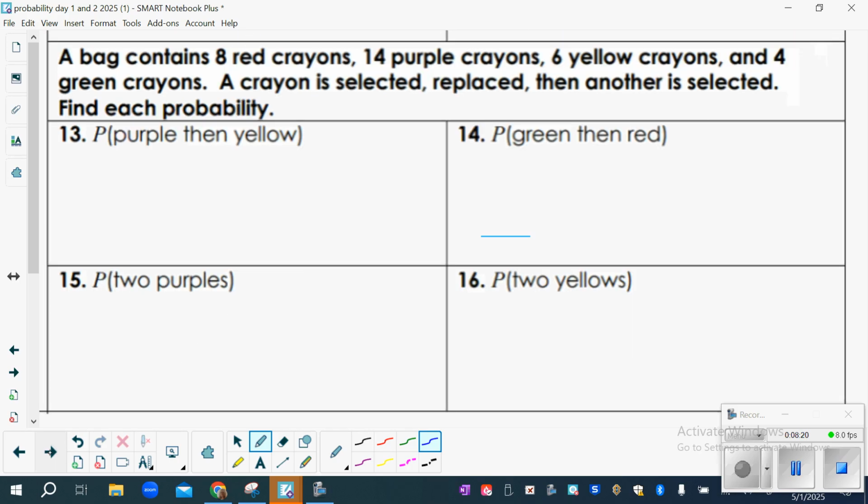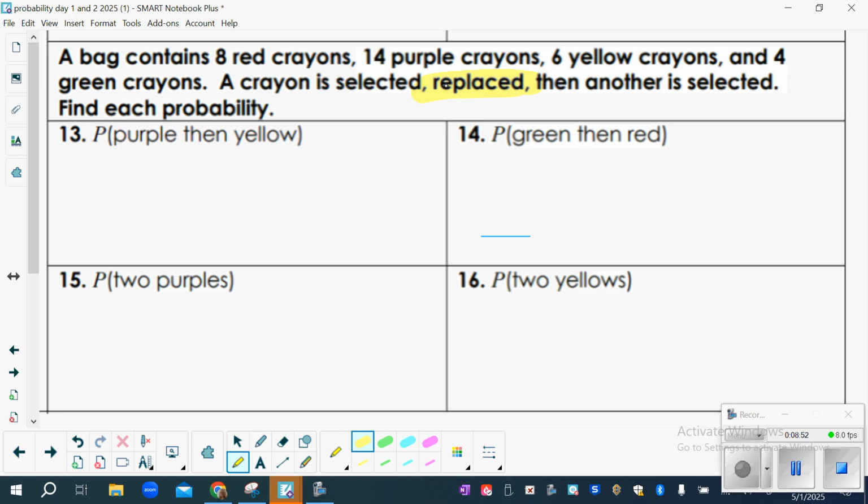Okay, let's try this next one. I love this next one. Now, the next thing I need to do is watch you with a specific word here. The word that we're going to look for is the word replace. And here's what's happening. So a crayon is selected, and then, look at this. I want you to underline this. I want you on your notes to underline that word replace, because what replace does is it keeps it independent.